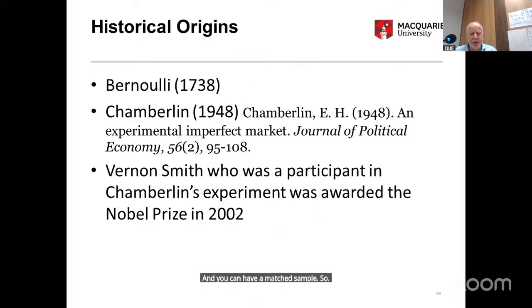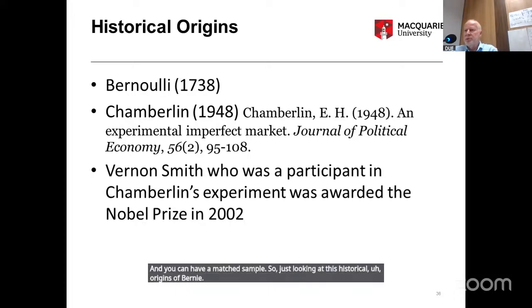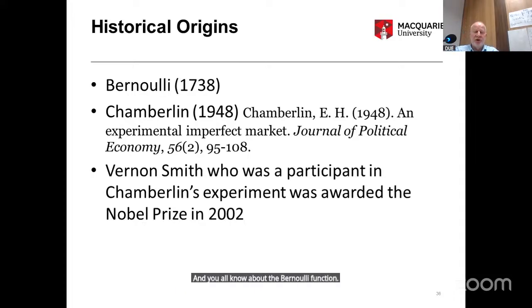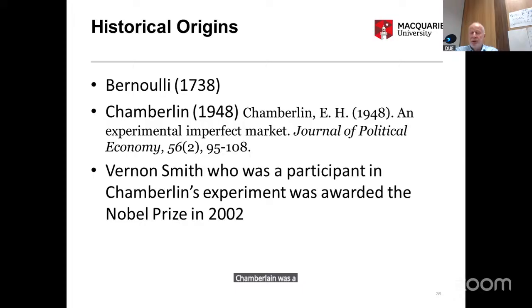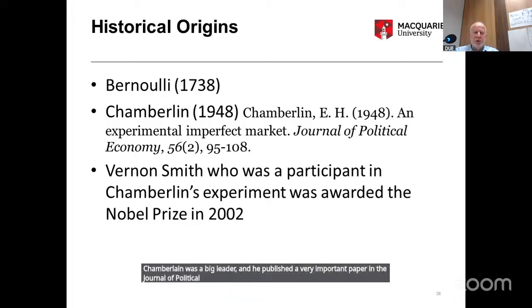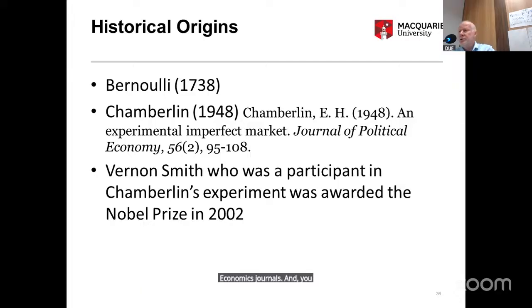Just looking at the historical origins, Bernoulli, and you all know about the Bernoulli function, was a famous statistician who talked about experimental research. Chamberlain was a big leader, and he published a very important paper in the Journal of Political Economy, which is one of the top economics journals. One of the guys that got the Nobel Prize in 2002 turns out he was a student of Chamberlain, so it's got a rich history.